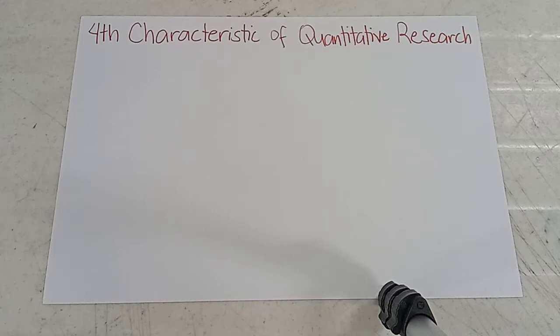During our previous video discussions, we already introduced to you the first, second, and third characteristic of quantitative research. The first characteristic is that quantitative research is objective. The second one is that it uses clearly defined research questions. And the third one is that it makes use of structured research instruments to gather data. So we are down to the fourth characteristic of quantitative research.